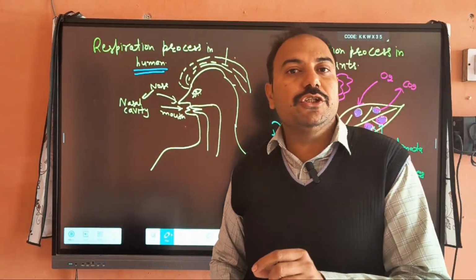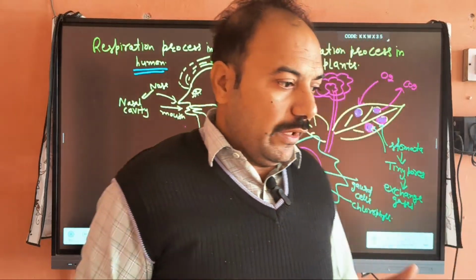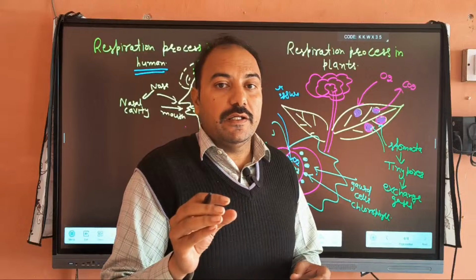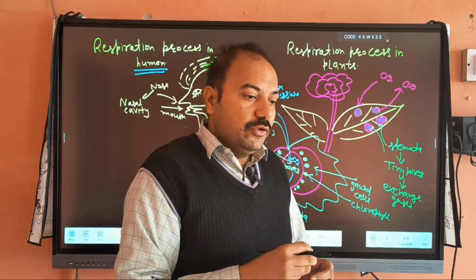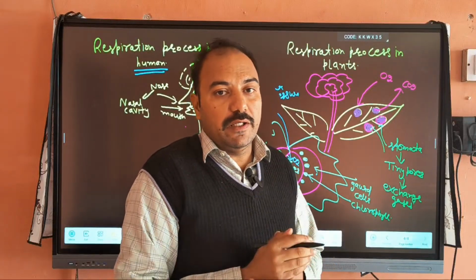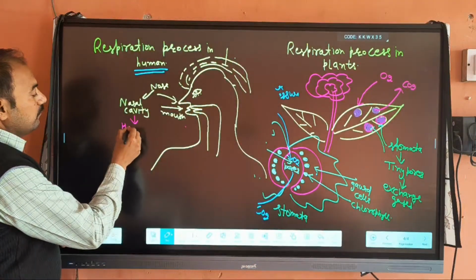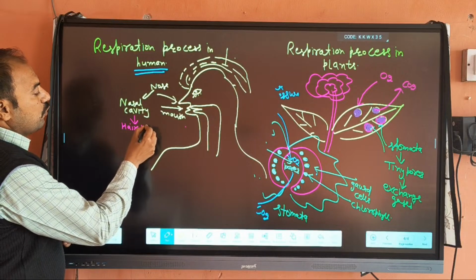The nasal cavity consists of hair and mucus. So what is the function of the hair and mucus? They stop the dust particles from going inside the windpipe. So they protect from dust particles. So the nasal cavity contains hair plus mucus.